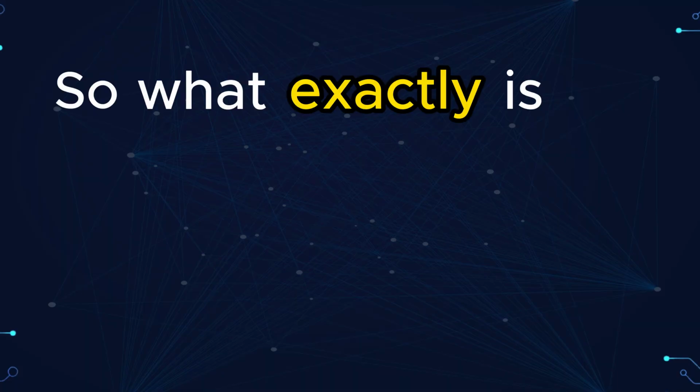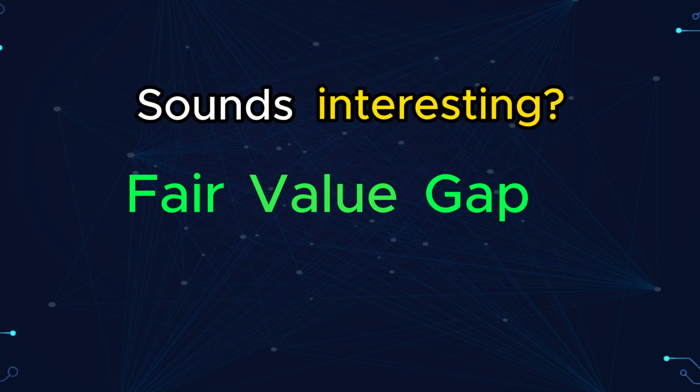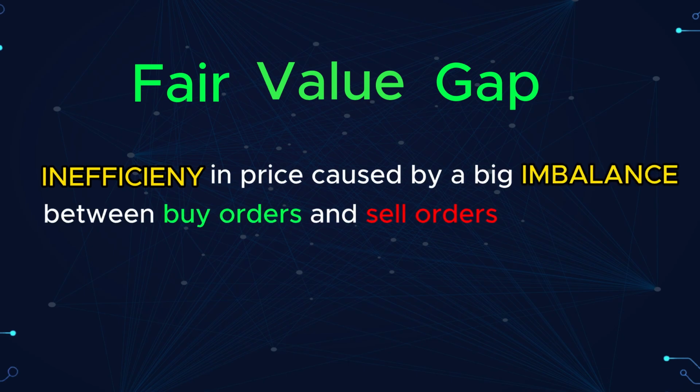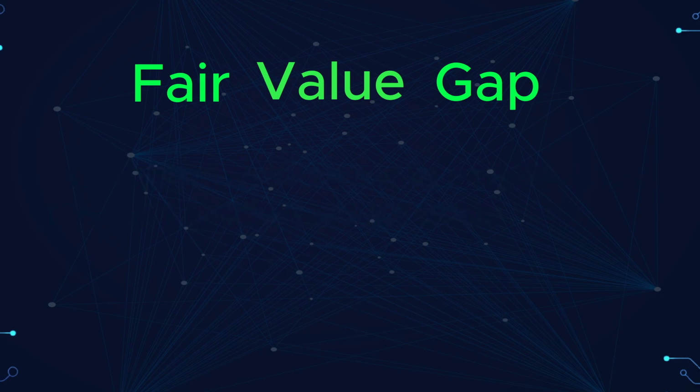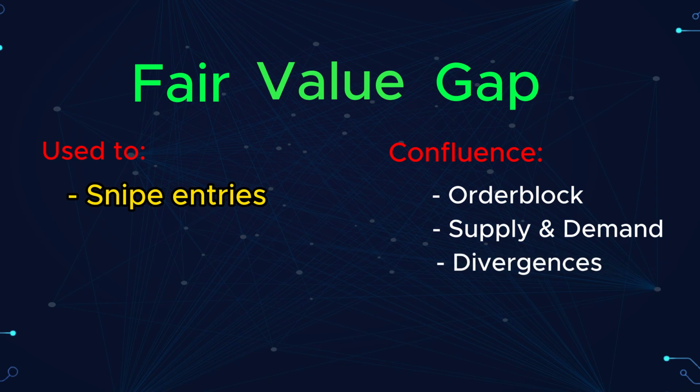So what exactly is a fair value gap? Sounds like an interesting name, doesn't it? A fair value gap is an inefficiency in price caused by a big imbalance between buy orders and sell orders in a given asset or market. A fair value gap is used to snipe entry points. It can also be used as a confluence with order blocks, supply and demand zones, divergent strategies, and many more price action concepts.